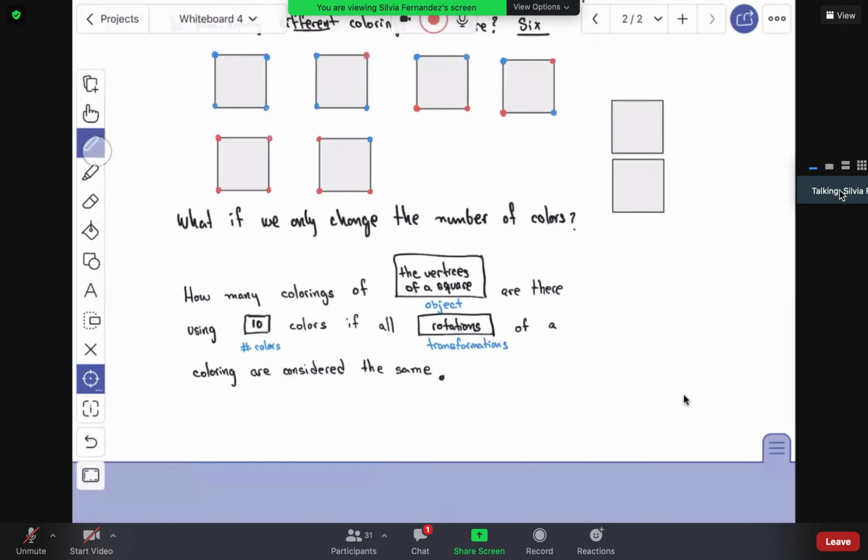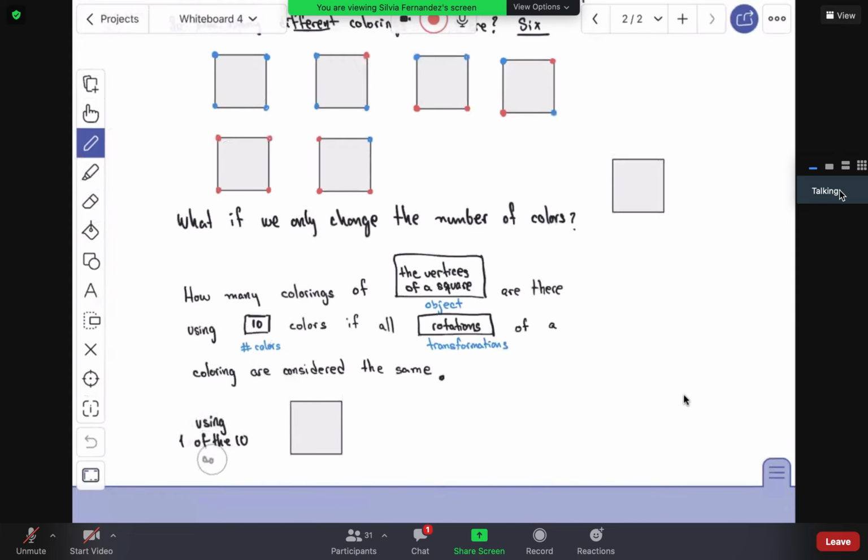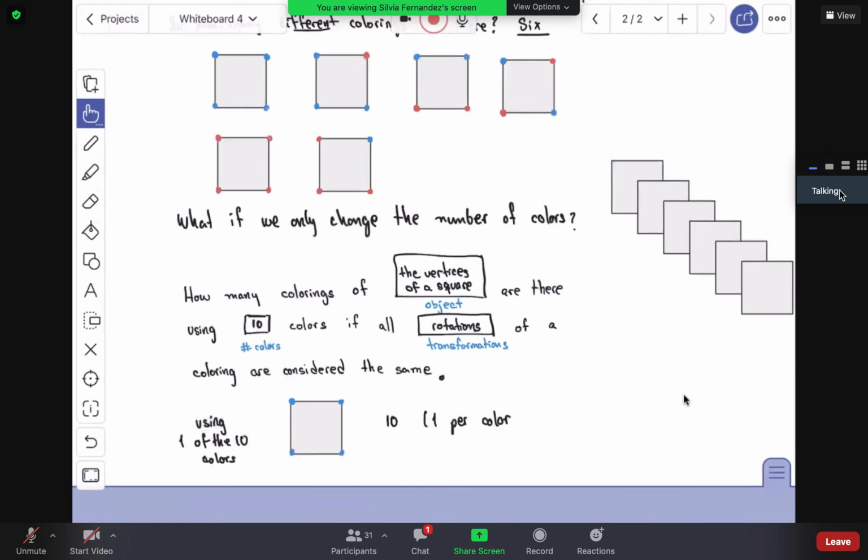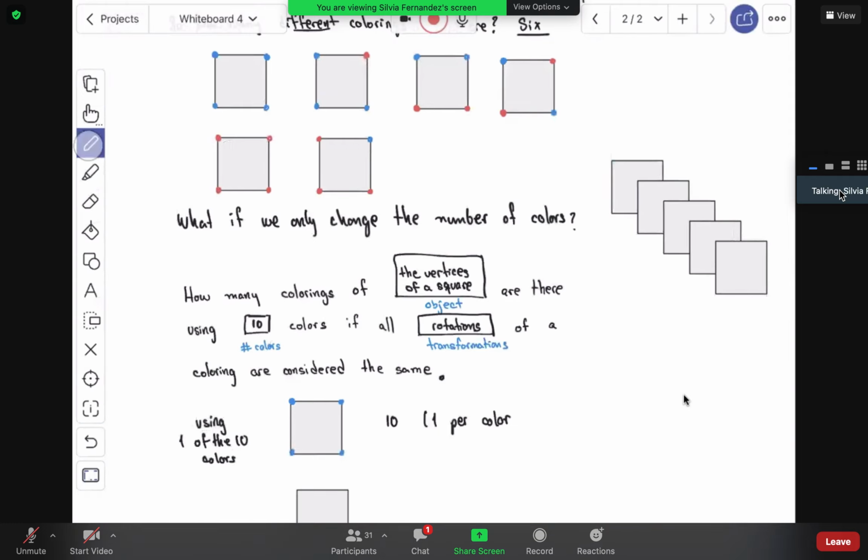And so I don't know. Maybe I'll do it here. So I need to be more careful using one of the 10 colors. So I can just give this as an example. And there's going to be 10 of these, one like this per color. 10. And then I can also have, using 2 colors.